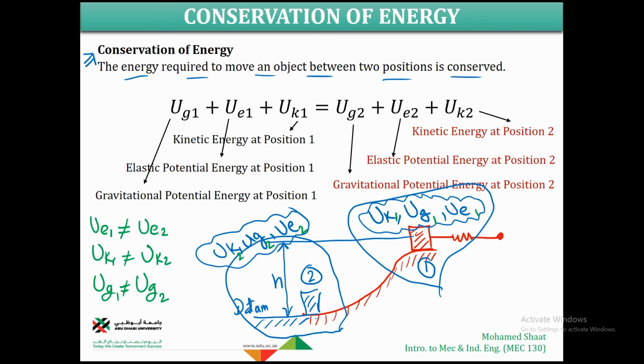The sum of the three should be the same, according to the conservation of energy principle, which states that the sum of the gravitational energy, the elastic energy, and the kinetic energy in position 1 should equal the sum of the gravitational, elastic, and kinetic energies at position 2. So again, one specific energy form is not necessarily conserved, but the sum of the energies that the object has at any position will be conserved at any other position. It will be the same. Make sense?